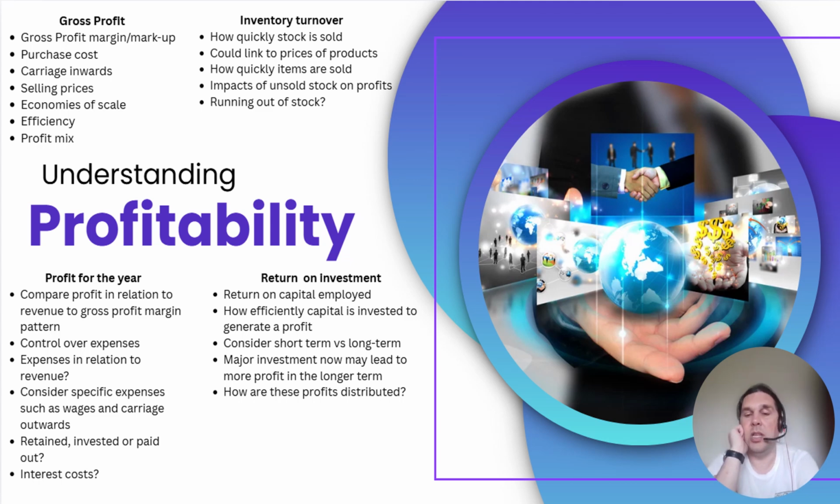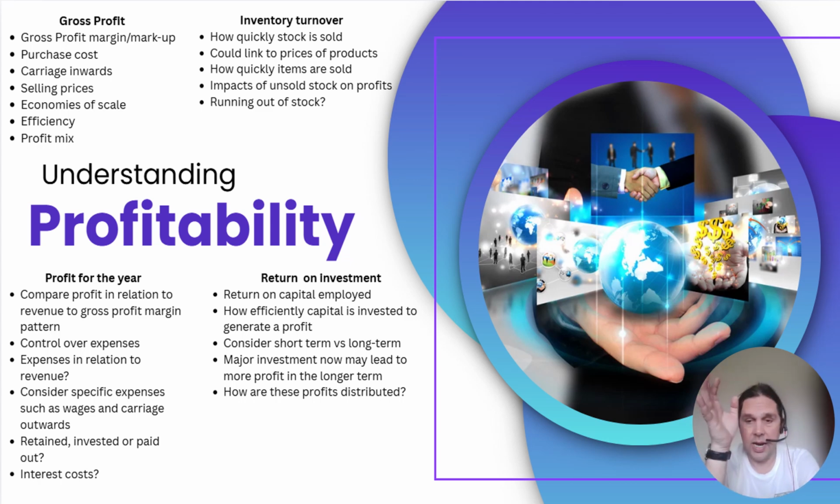Interest cost is also part of the equation. Are you borrowing money? What impact is an interest cost going to have on your profitability? Is it fixed? Is it variable? Lots of different arguments. We can then go deeper and say, what's the return on investment like? So obviously you can make a lot of profit, but if you invest a lot of money to do so, then actually maybe you're not making as efficient use of the capital as you could have done.